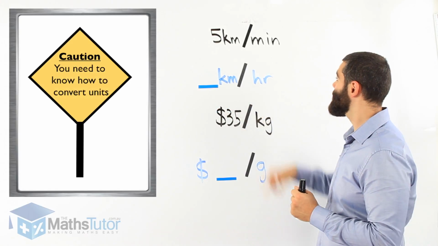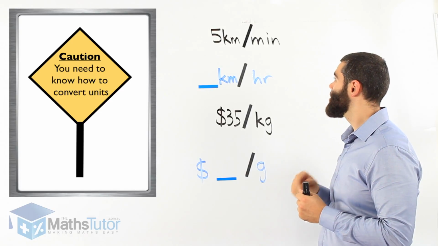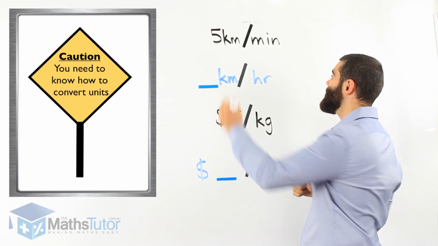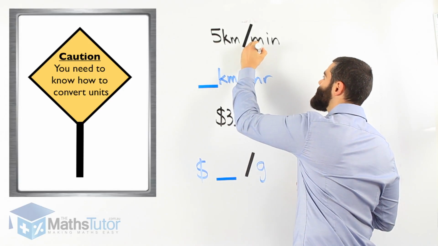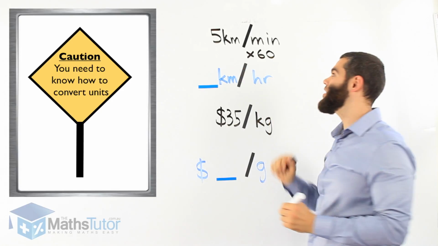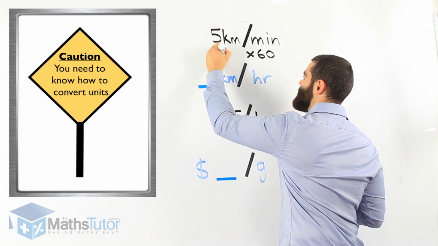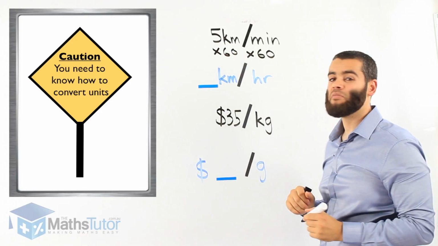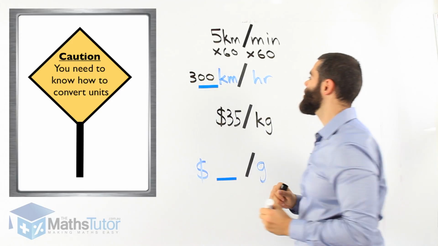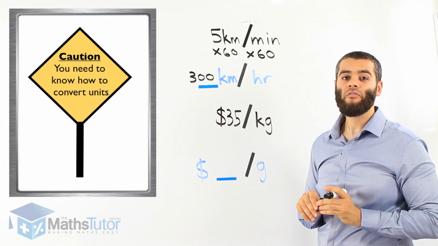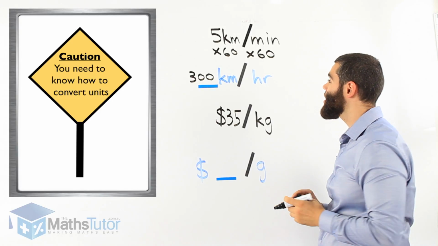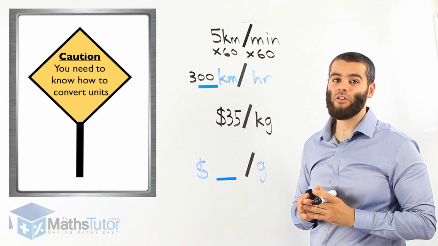We notice we're going from minutes to hours. How many minutes are there in an hour? There are 60 minutes, so we multiply by 60. What we do to one side, we do to the other side. 5 times 60 is 300 kilometers an hour. If you're traveling 5 kilometers every minute, that means in an hour you're going to travel 300 kilometers.